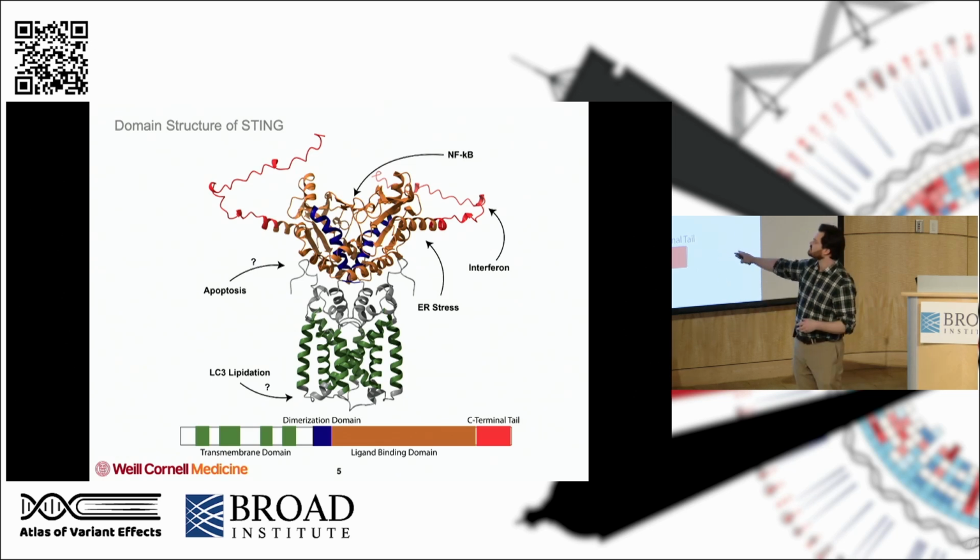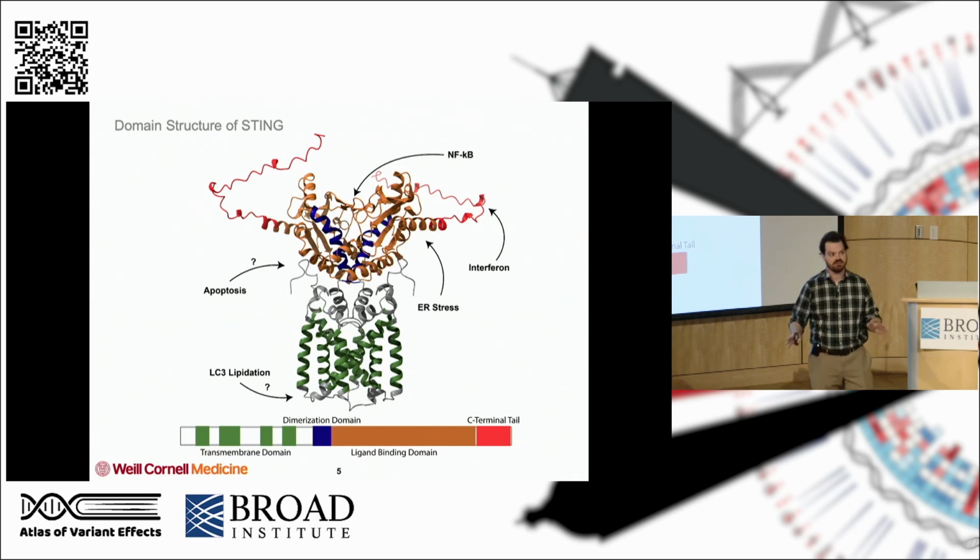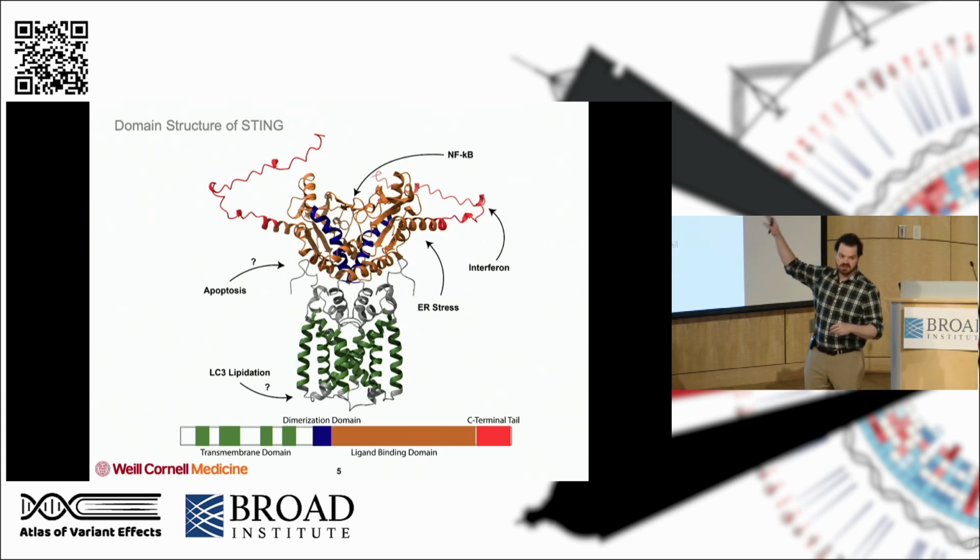So this is the structure of the homodimer of STING. You can see the transmembrane in green. There's a dimerization domain in blue, and there's this ligand binding domain in brown here. And the C-terminal domain in red is typically what we think of as the interferon domain. So this is where the interferon function is coming from. But we don't really know where the ER stress response and the NF-kappa B response or the apoptosis or ELC, all these other different functions of STING, what they're related to in the structure. And there's a lot of debate going on about what residues specifically are controlling those functions.